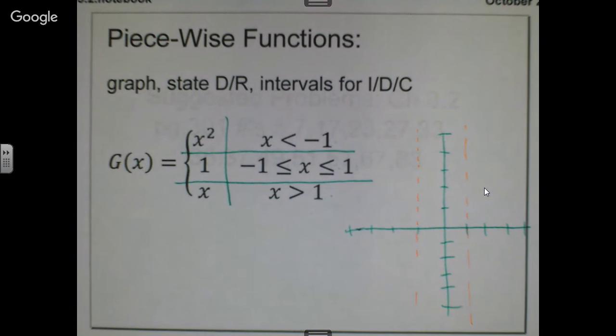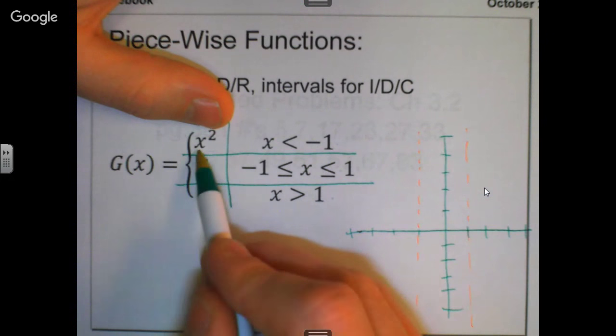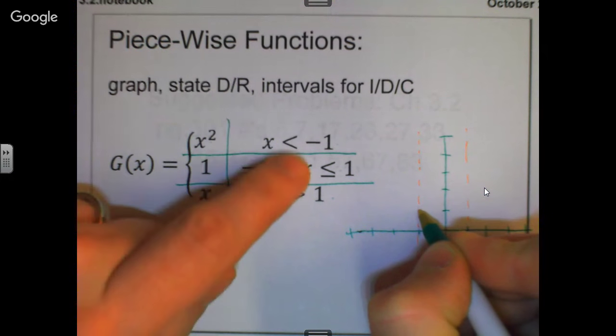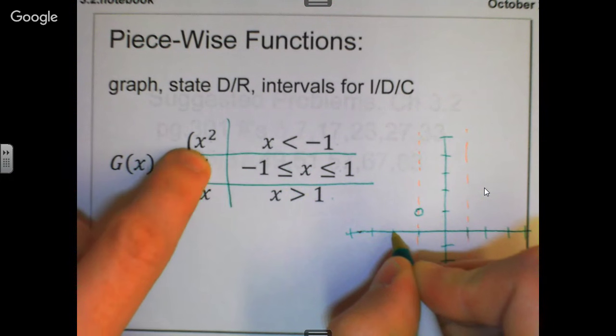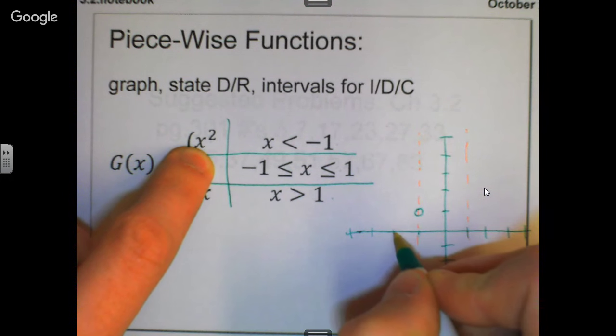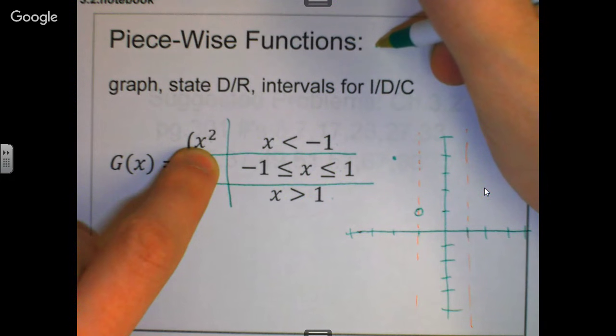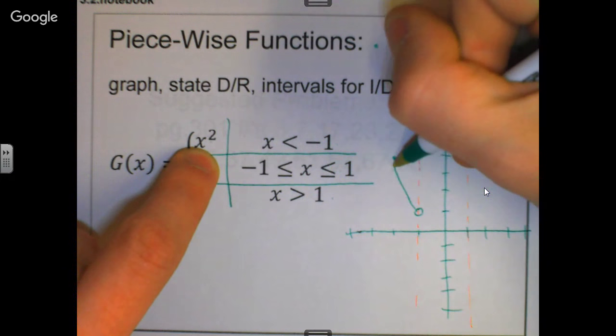So if x is negative 1, negative 1 squared is 1. So I'm at negative 1, 1. But I can't actually choose it because it's not equal to, so I'll put an open circle there. Then I'll plug in negative 2. Negative 2 squared is 4: 1, 2, 3, 4. Negative 3 squared is 9, so we're way up here. And that's that curve.